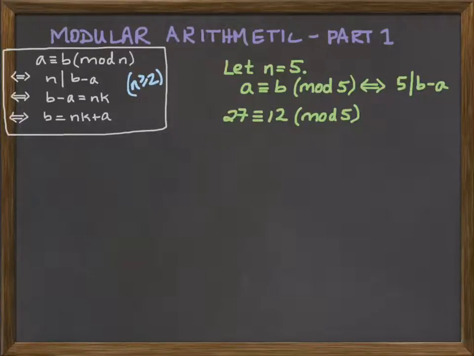The only difference it will make is the sign, which won't affect whether or not it's actually a multiple of n. Here's another example. Negative 33 is congruent to 2 mod 5, because when I subtract, negative 33 minus 2 is negative 35, which is a multiple of 5.